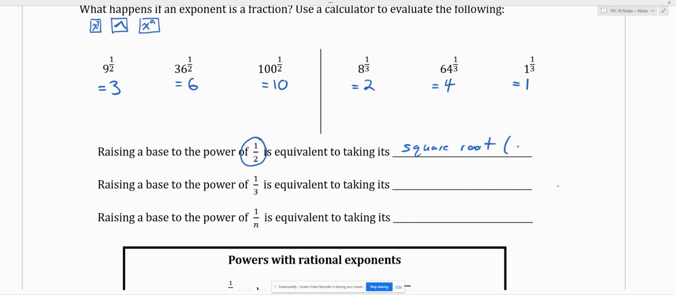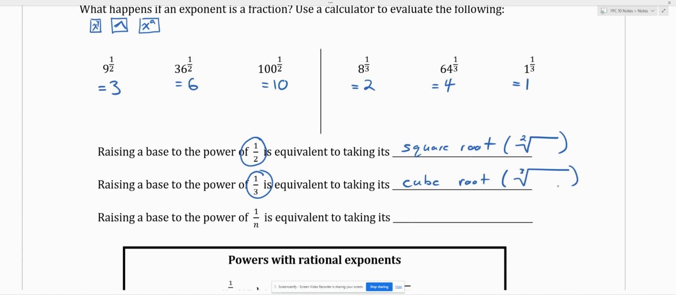Okay, that symbol looks like this. And remember, we don't write the 2, but there is a 2 here implied. I'm going to write it in just to make that clear that it does exist. Raising the base to a power of 1/3 is the exact same as taking the cube root. And this one, we always write the index, anything but a square root. So we put a 3 right there.